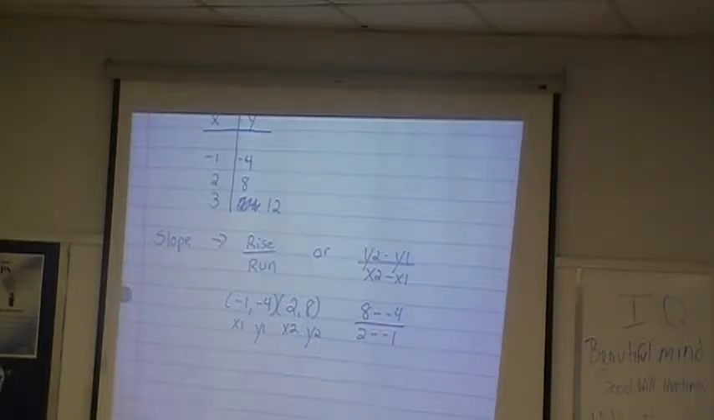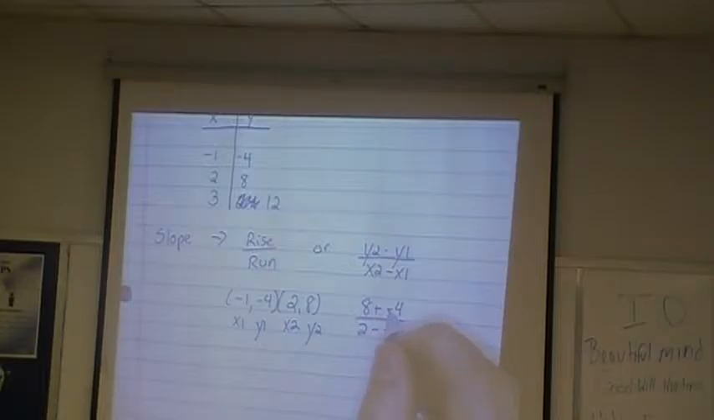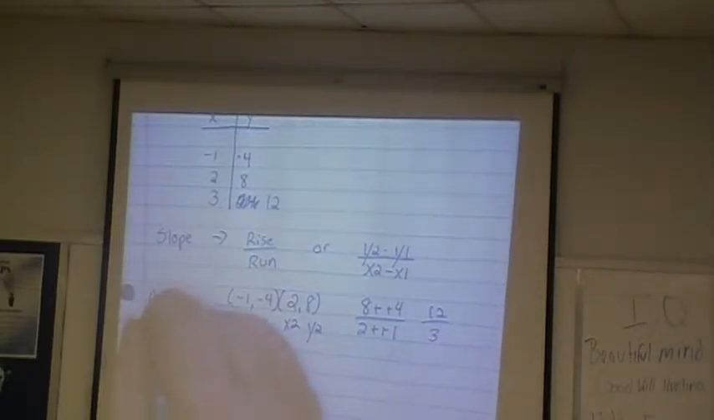If I have a minus, what do I do to that? Change it to plus, plus. So 8 plus 4 is 12. 2 plus 1 is 3. And we have said 12 over 3 is 4. So my slope is 4. So we know that the slope of this is 4.